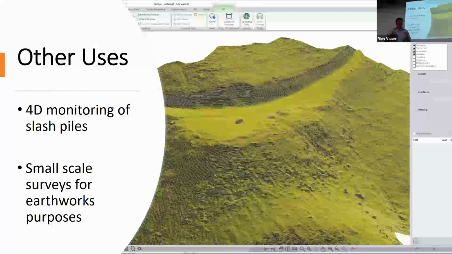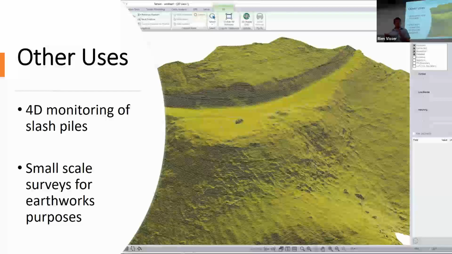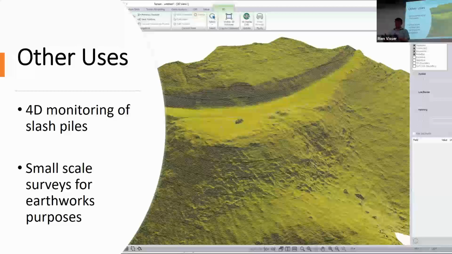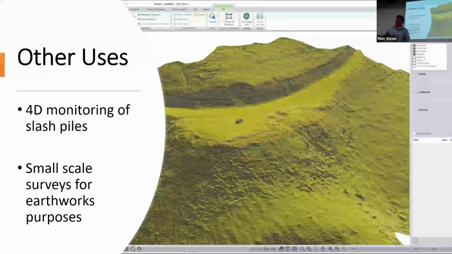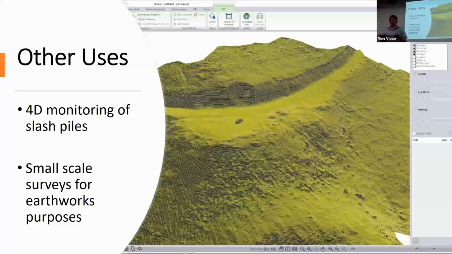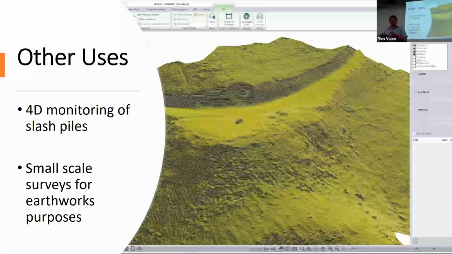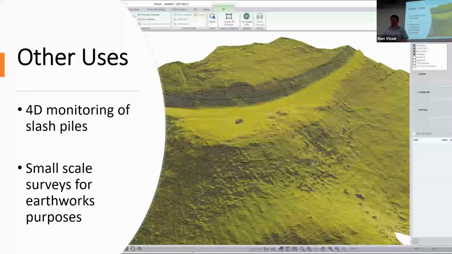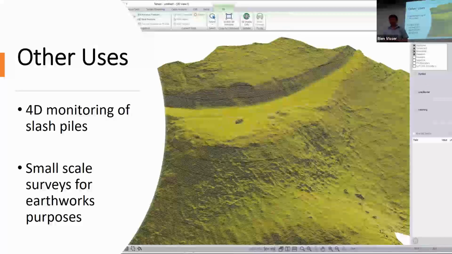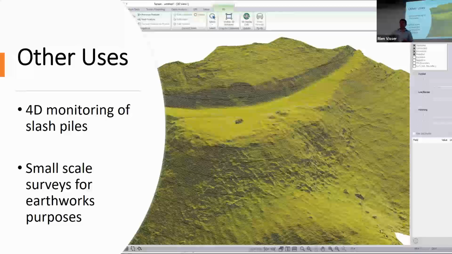Further to that, if you do have one of those high risk piles that could cause a lot of damage, you can fly your drone at regular intervals and then do 4D modeling over a period of time so that you can monitor any potential changes in the pile if it starts to slump or mobilize down the slope. You can get ahead of it. Furthermore, you can use this for kind of small scale surveys for earthworks purposes.